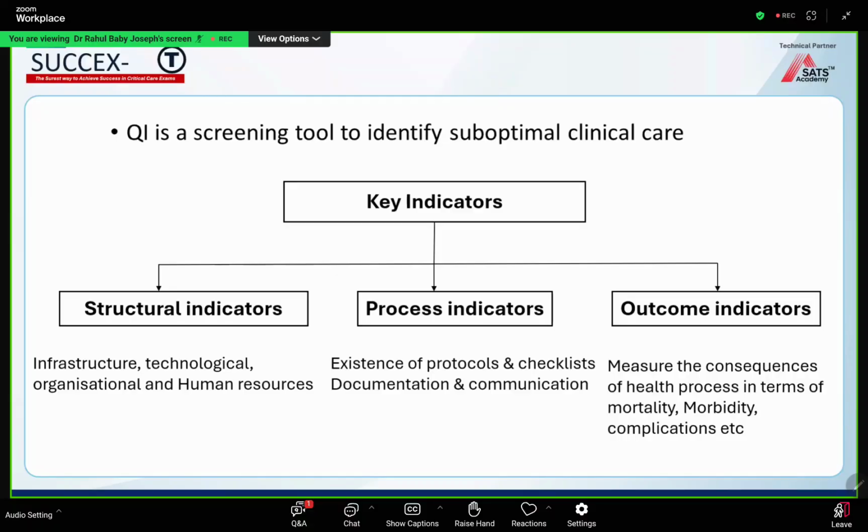Coming to the quality indicators, a screening tool used to identify suboptimal clinical care. It is divided into structural indicators, which are mainly based on the infrastructure, technological, organizational, and human resources; process indicators, which are the existence of protocols and your compliance to those protocols; and outcome indicators, which are the measure of the outcome.